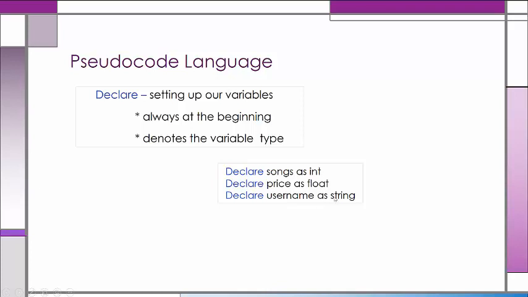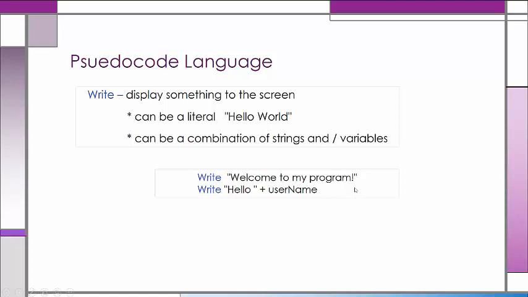Or here's one, username as a string. So declare is the word we use to set up or define our variables and also give it the data type. So there's the word declare. We'll put this all together at the end. So let's just keep walking through this.